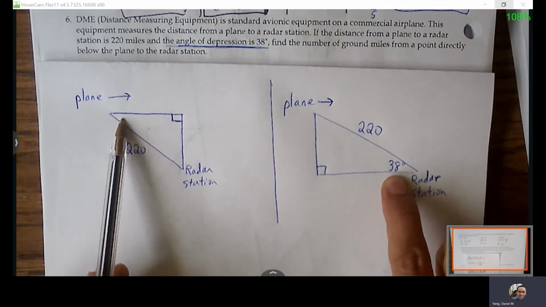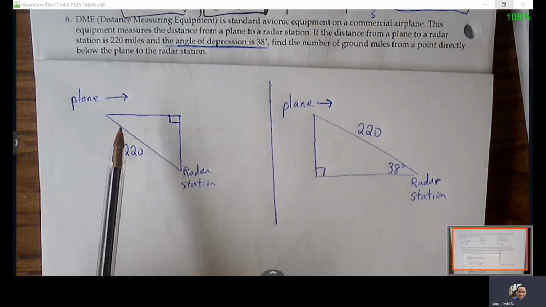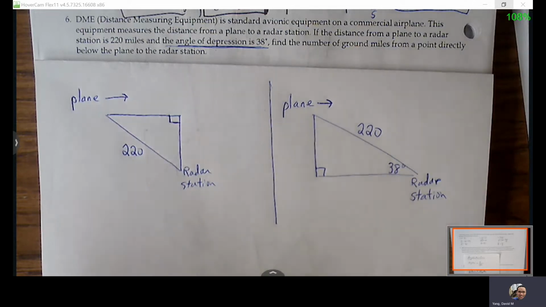So I want to make sure that we see that. Angle of depression, angle of elevation, you can put it in either place, but if there's no horizontal as part of the angle, then it's not the right place.